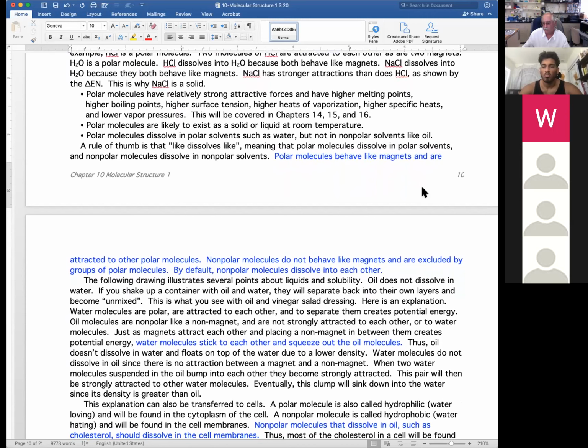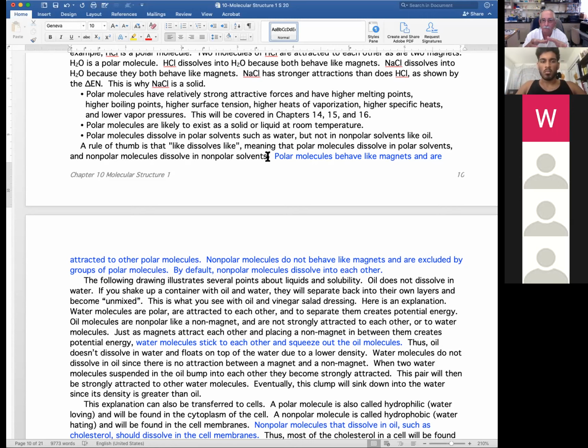If you look at textbooks, including what you're going to find on the internet, whenever they come to explain something like this, they just say, oh, like dissolves like. But this does not explain it. All it does is describe it. And it's irritating to me. Like dissolves like means that polar molecules dissolve in polar solvents, non-polar molecules dissolve in non-polar solvents. But don't you need to know why that is instead of just memorizing that term, like dissolves like?